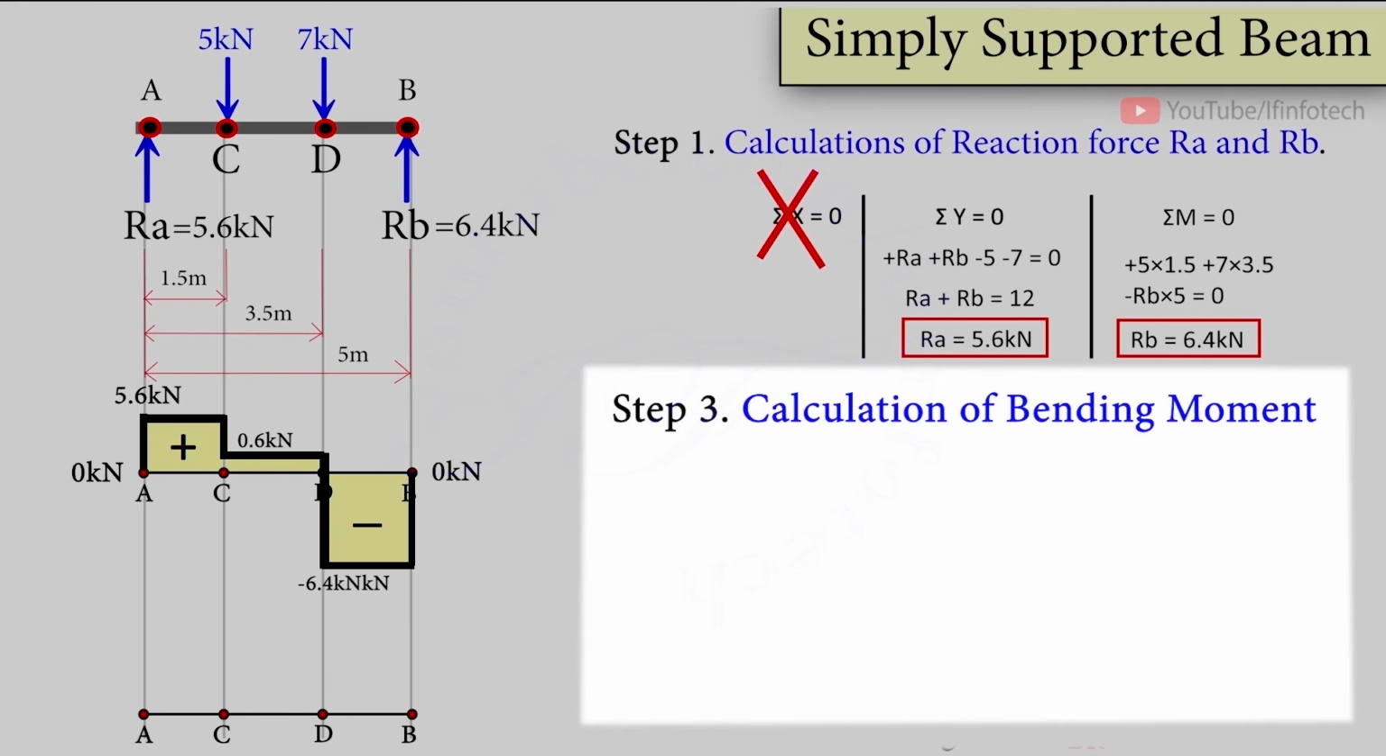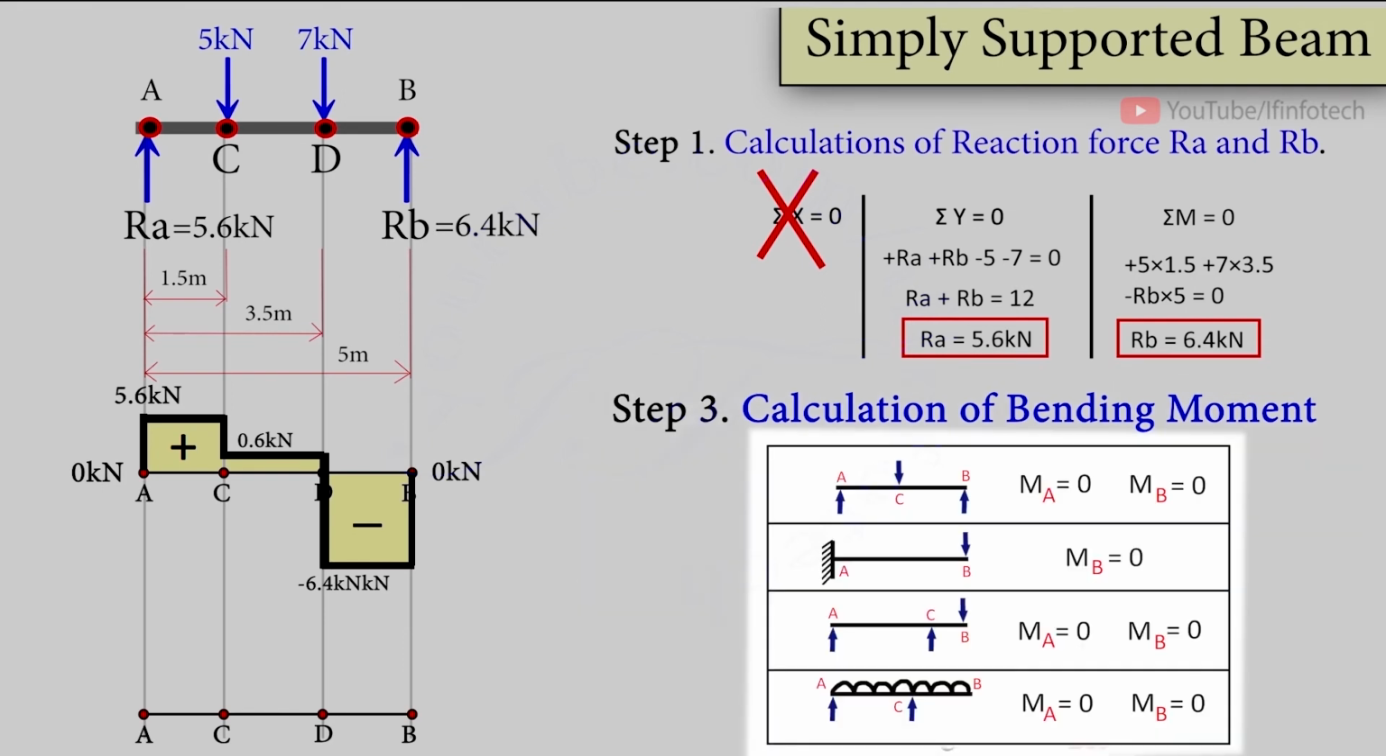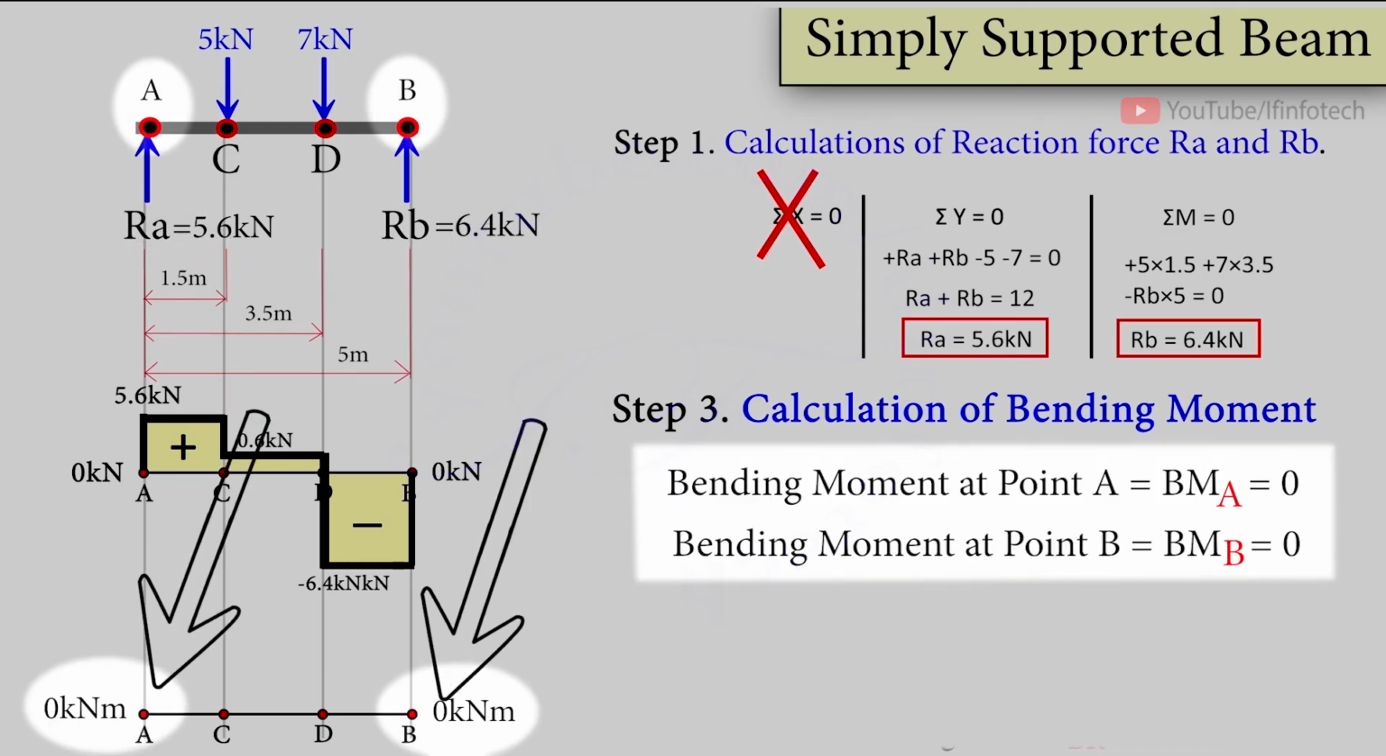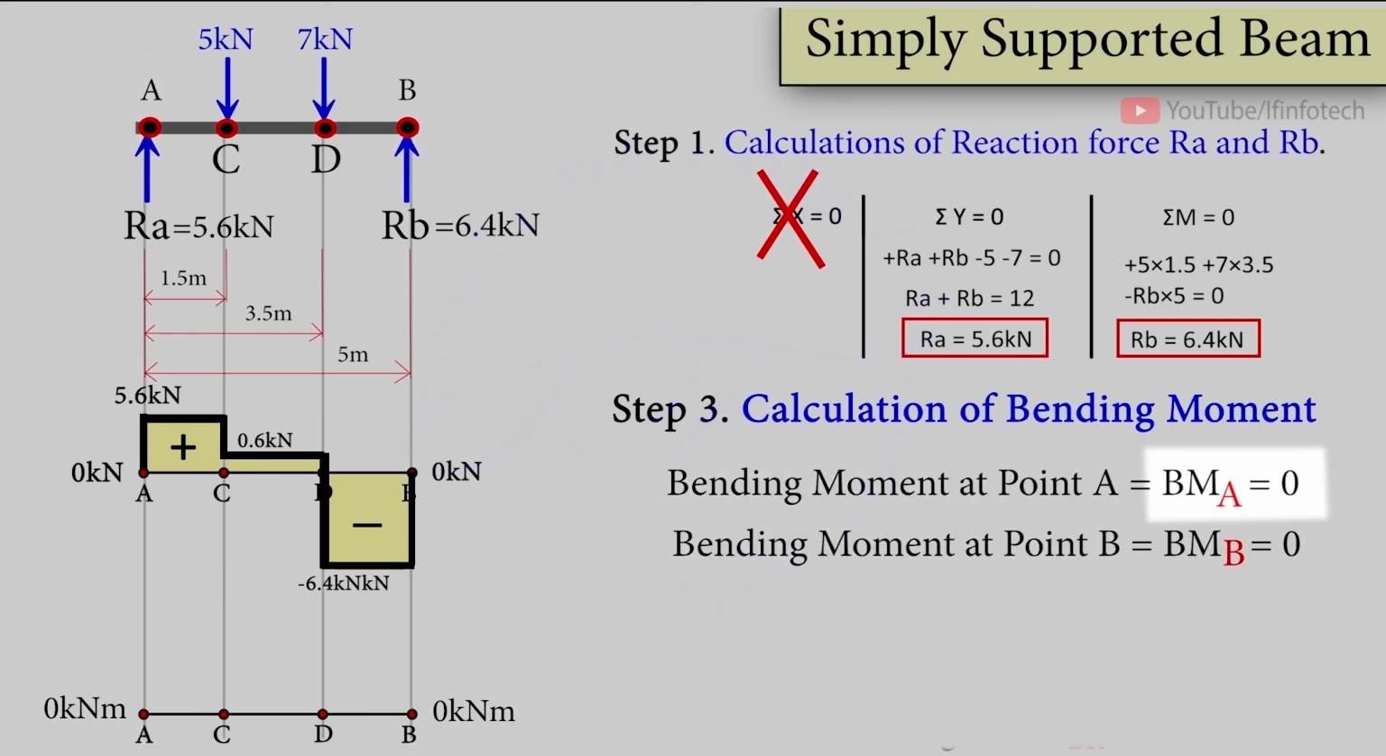Now the third step is calculation of bending moment. Whenever you solve problems, you should remember these conditions. For a simply supported beam, the condition is that at the support bending moment will be 0. So bending moment at point A and at point B will be 0. So first I'll say that bending moment at point A, that is BM suffix A, is equal to 0 and BM suffix B is equal to 0.